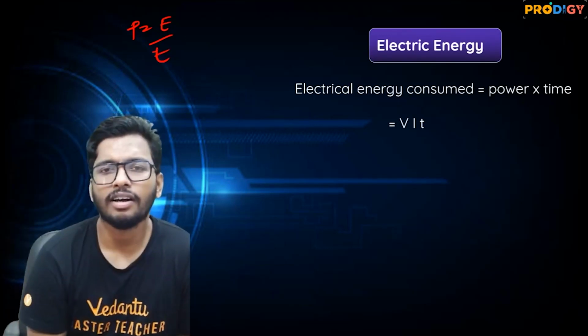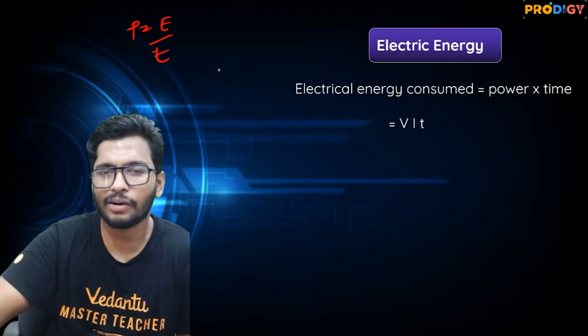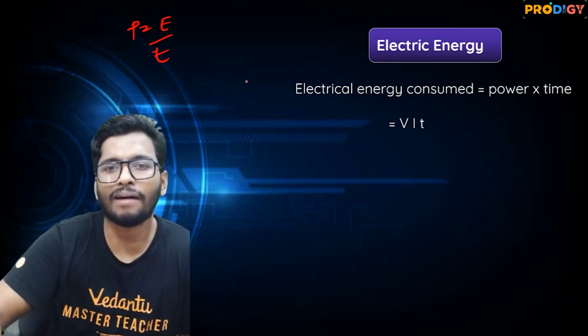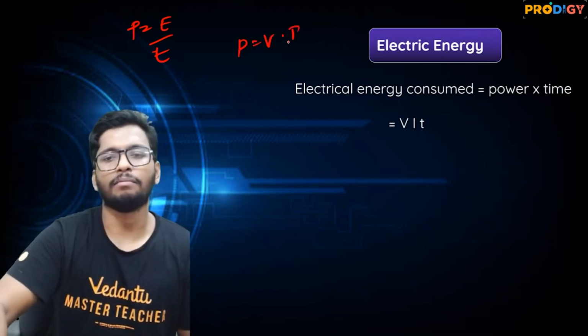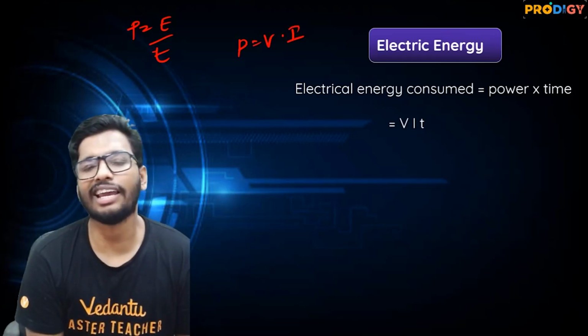That is what is power. Now, what I'm going to do is rearrange the equation. So I'll get: electrical energy consumed is equal to power into time. But power is nothing but V into I, because we have just seen that power is volt into current. So I can write it as V into I into T.